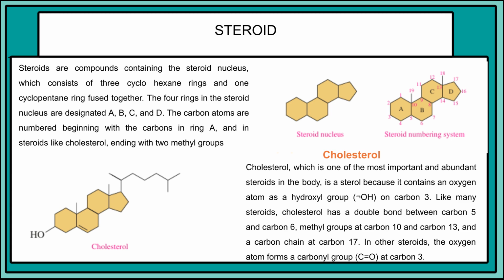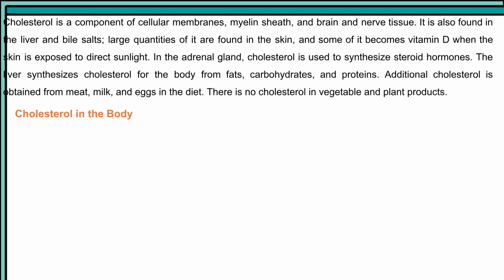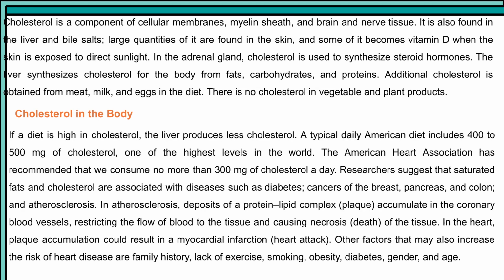Steroids are defined by their unique nucleus of 3 cyclohexane rings and 1 cyclopentane ring. Cholesterol is a key example, vital for membrane structure and a precursor for other steroids. Cholesterol plays many roles, from forming the myelin sheath to acting as a building block for bile salts and steroid hormones. While essential, excess levels are a health concern.